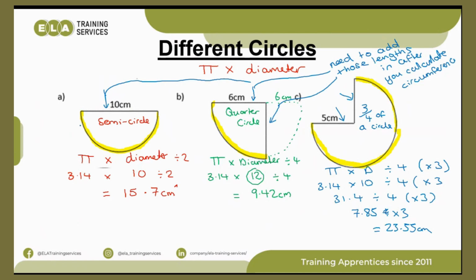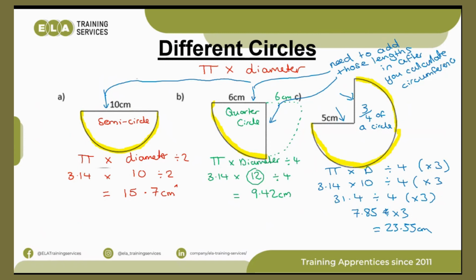So for example, if you wanted to know what all the way around was, you would have to work out this semicircle part first and then add in 10. If you wanted to work out these bits as well, if someone was fencing these bits, you would work out the quarter circle first, then add 6 and 6.